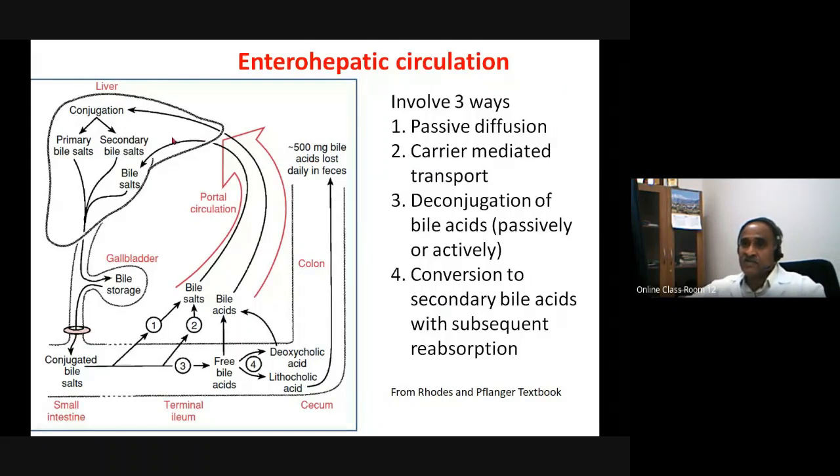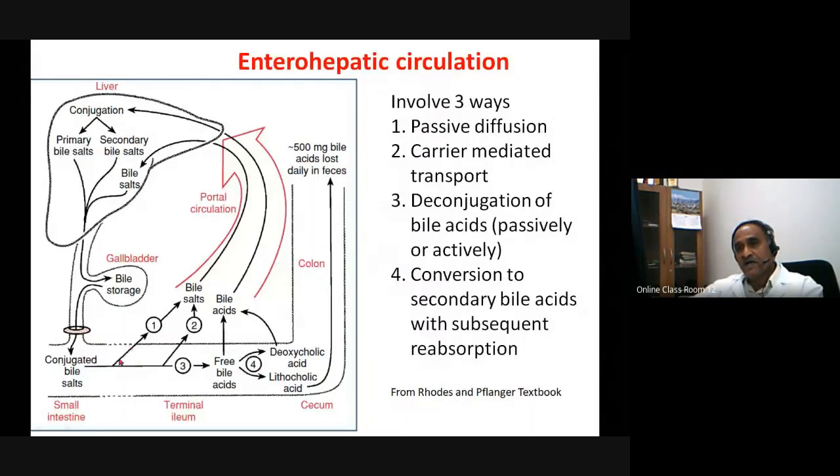Here I have taken it from Rhodes and Tanner. This is the gallbladder, this is the duct system, this is the liver, and these are the conjugated primary bile salts. They enter this duct system and are stored in the gallbladder, and they are released as required in the small intestine. As the bile salts appear in the intestine, they are reabsorbed into the circulation. This big arrow is the portal circulation.